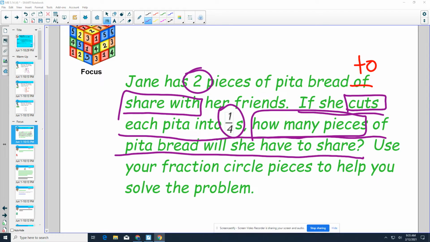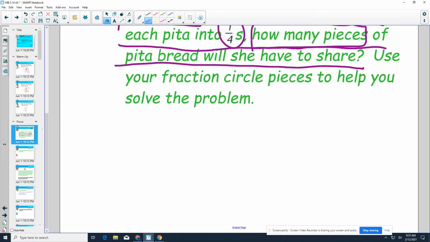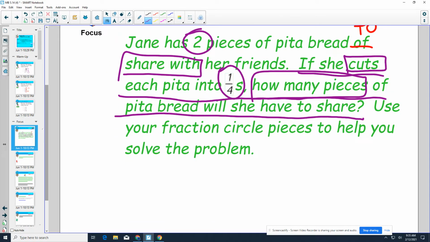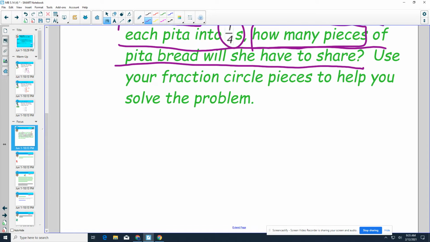Okay, so I'm going to go first. I'm going to write out my division number model. So when I look at it, I know I'm not splitting up fourths. I'm splitting up 2 pieces of pita bread into fourths. So I'm going to say 2 divided by 1/4.